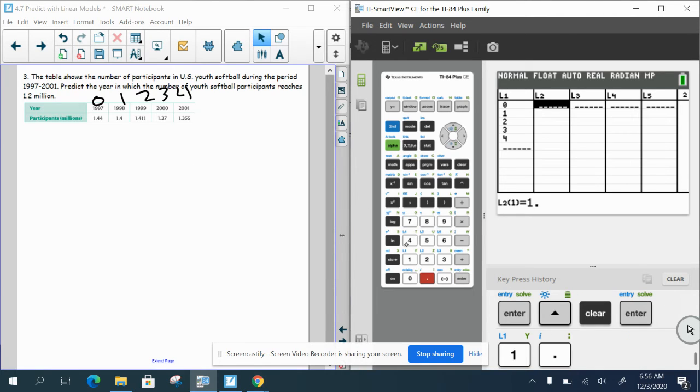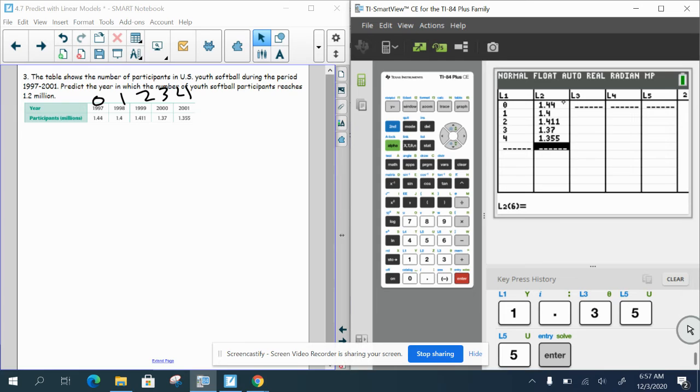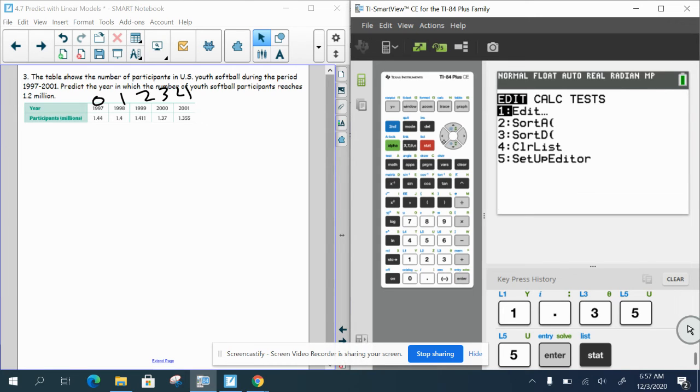So 1.44, 1.4, 1.411, 1.37, 1.355. All right, so there's our values, and then we go to stat calc.